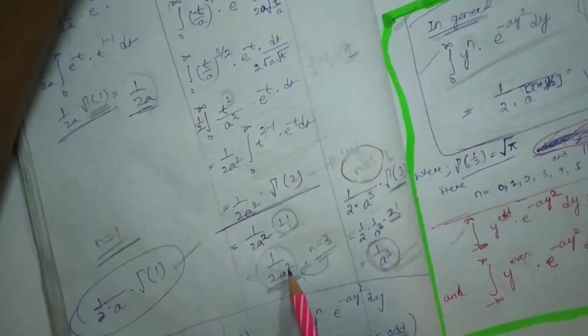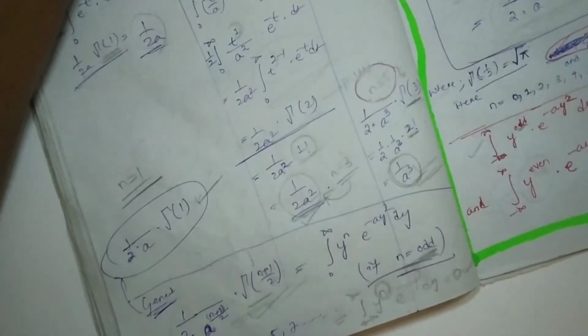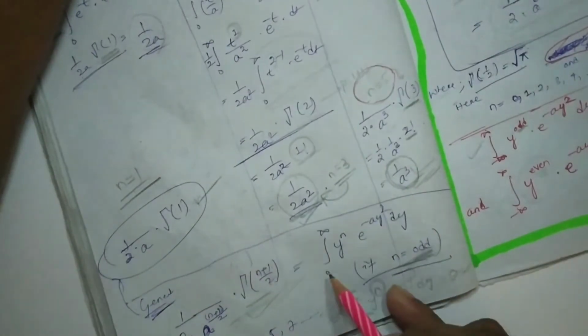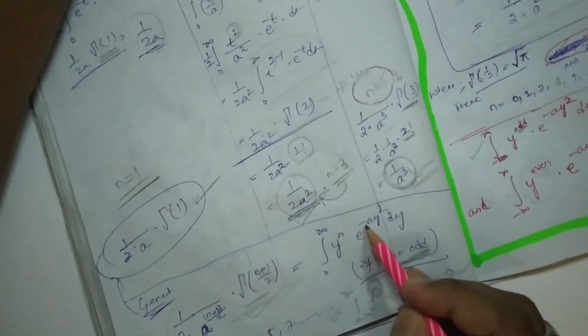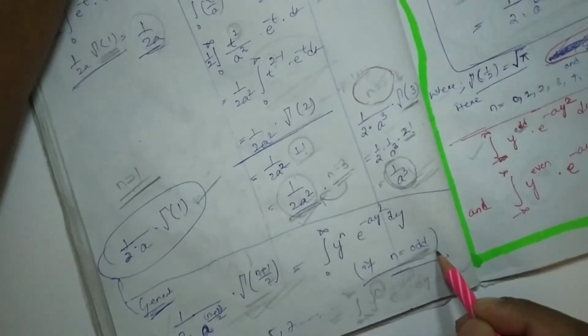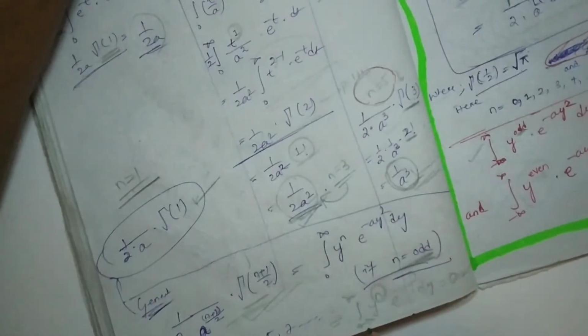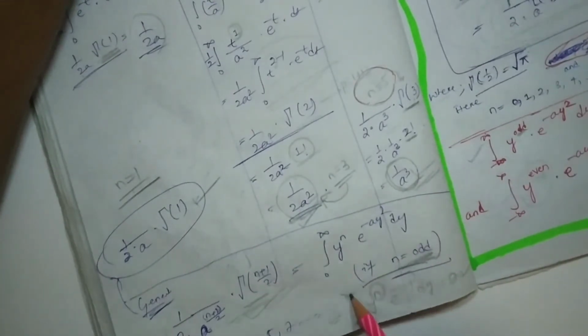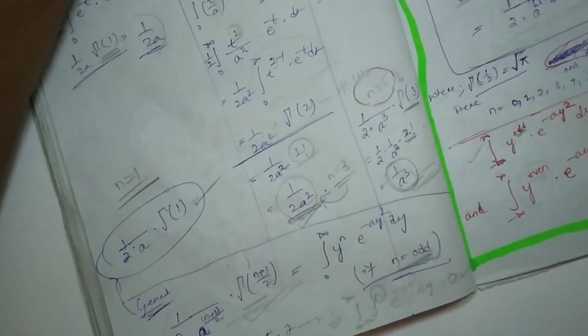From the answers we can generalize, or in general we can write that the integral from 0 to infinity of y to the power n e to the power minus a y square dy is equal to this one if n is odd, that means n equal to 1, 3, 5 and so on. And for minus infinity to infinity, the integral of y to the power n e to the power minus a y square dy will be 0 for n odd. That's it.